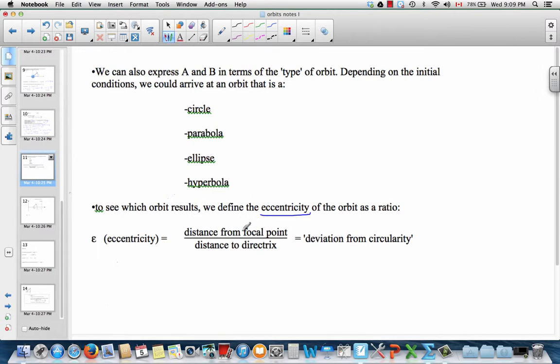But we'll take it to this point in the notes, and then we'll pick it up at this point in class, because we want to do a derivation and see how the eccentricity relates to the A and B constants.